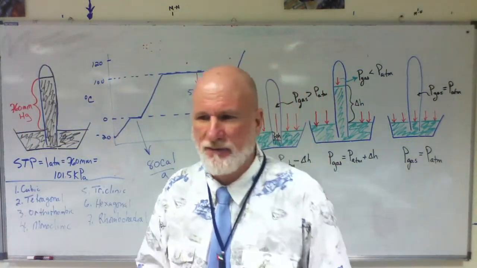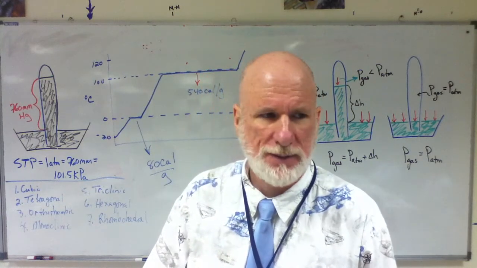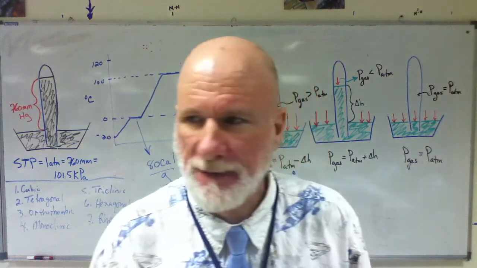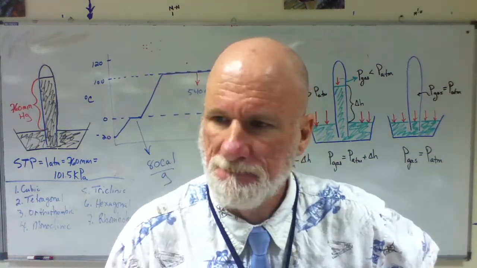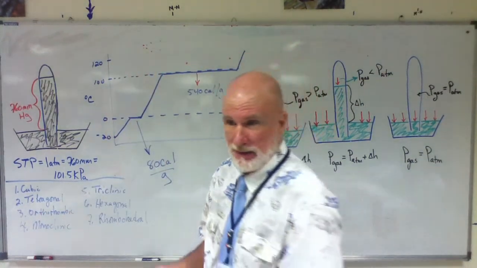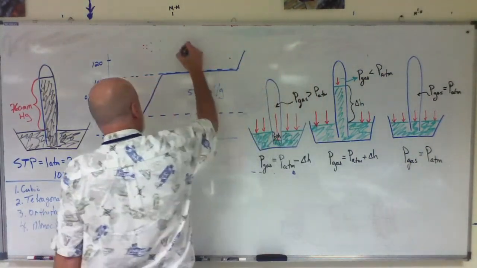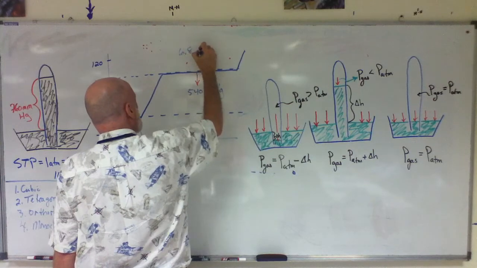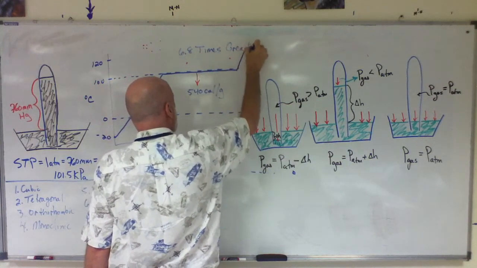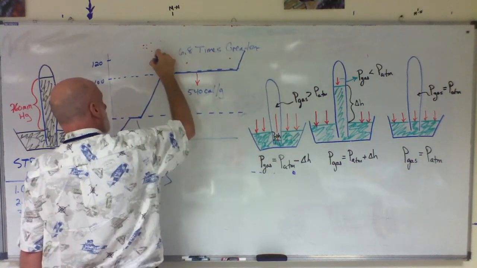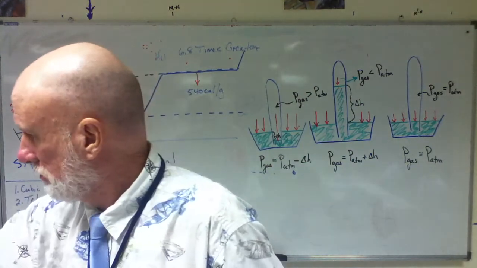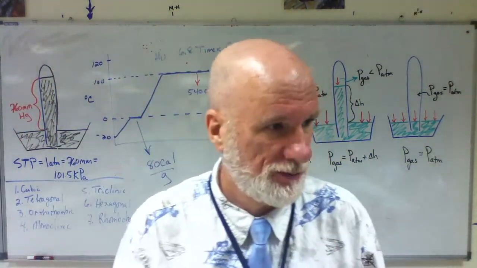And what is 540 divided by 80? Somebody give me that? 540 divided by 80. 6.75? 6.8? So 6.8 times greater. All right, heat of vaporization relative to heat of fusion. Pretty good, huh?